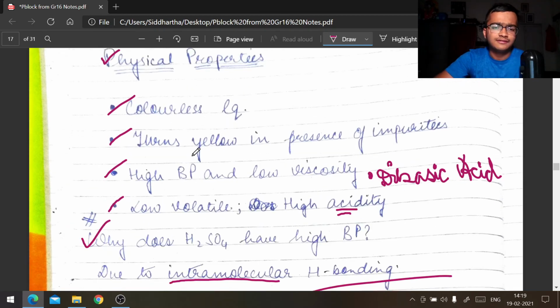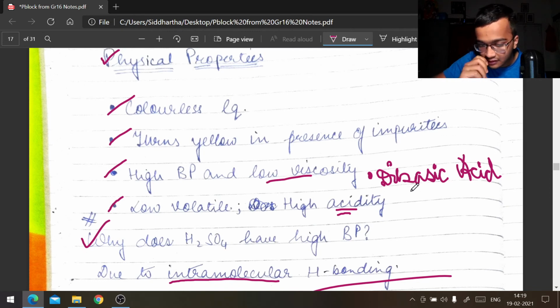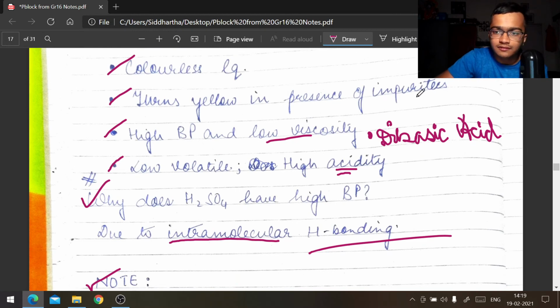Moving on, there are the physical properties. I have already said it is a colorless liquid. It has low volatility and high acidity. It has very low viscosity. Most important, it is a dibasic acid. It gives 2 H+ ions in water. It turns yellow in the presence of impurities.